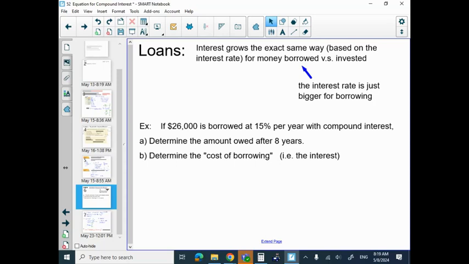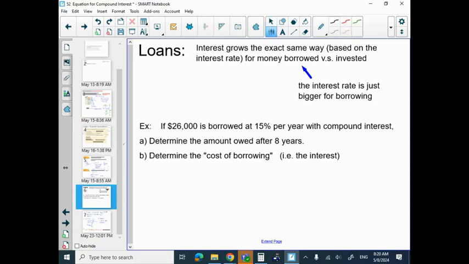So with loans, interest grows the exact same way, except that the interest rates are different. So interest rates for borrowing are always bigger than the interest rate for investing, because that's just how it works, right? The people that you give your money to hold in your bank account, they use it to lend out, so they're not going to give you more percentage than they take in. Wouldn't be a very good business model. So this question here, if we had $26,000 borrowed at 15% per year, that's well, you know what?